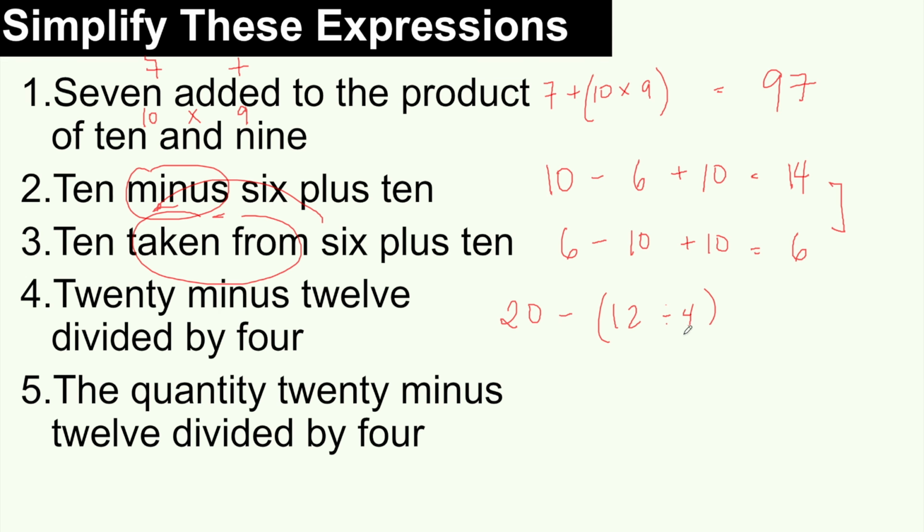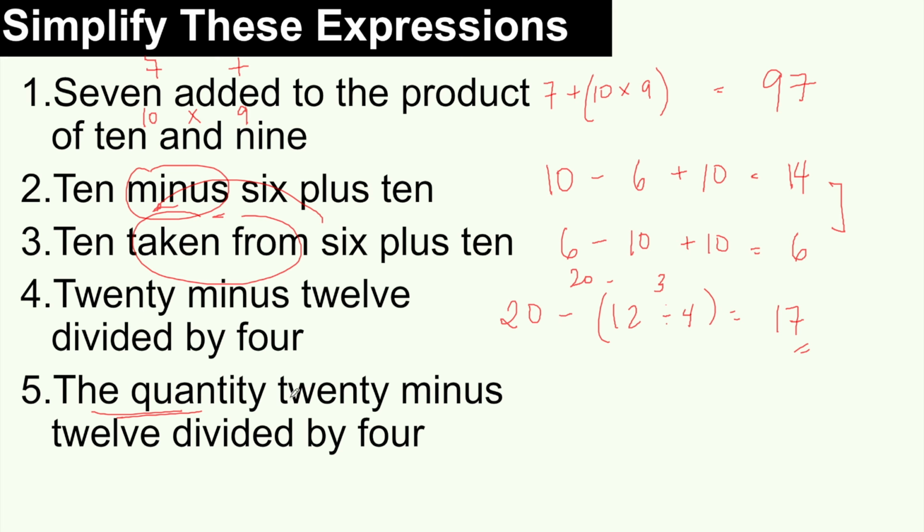So you have 12 divided by 4, which is going to give you 3. And then you have 20 minus 3, which is going to give you 17. 17 ang final answer dito. And now again, here, magkahawig, right? Nidagdagan ko lang itong dalawang words na to, the quantity. So, 20 minus 12 divided by 4.